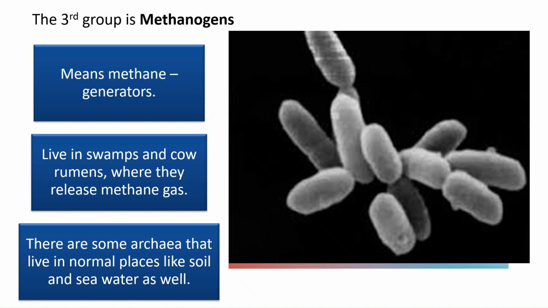The third group is methanogens, which means methane generators. They live in swamps and cow ruminants where they release methane gas. There are some archaea that live in normal places like soil and seawater as well.